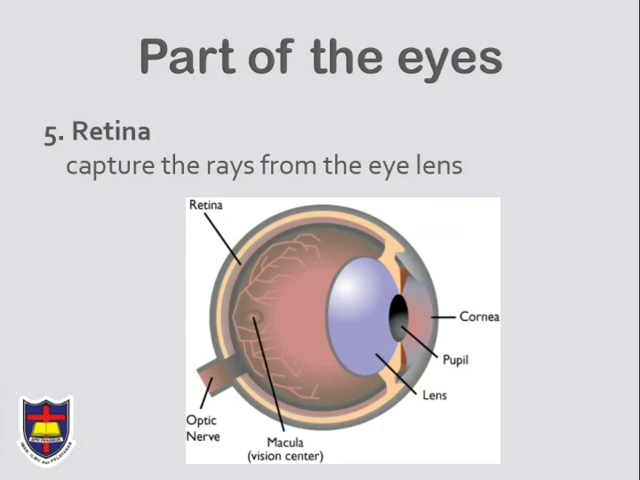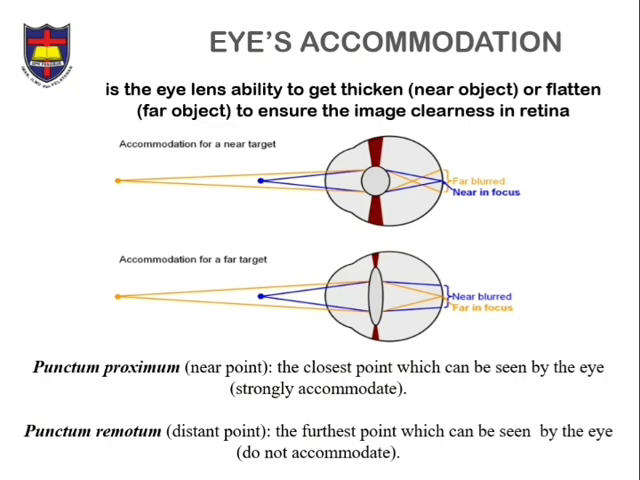Now we are going to learn about eye accommodation. The definition of eye accommodation is the eye lens ability to thicken for a near object or flatten for a far object to ensure the image clearness in the retina.